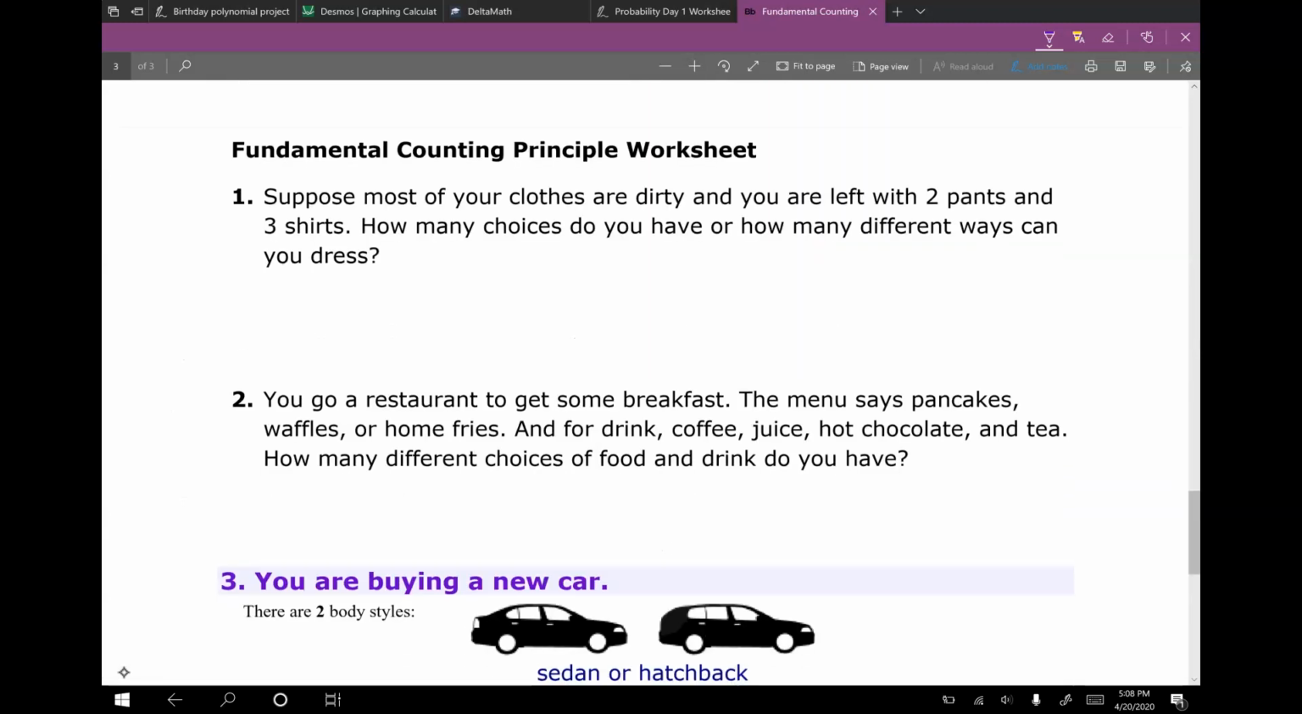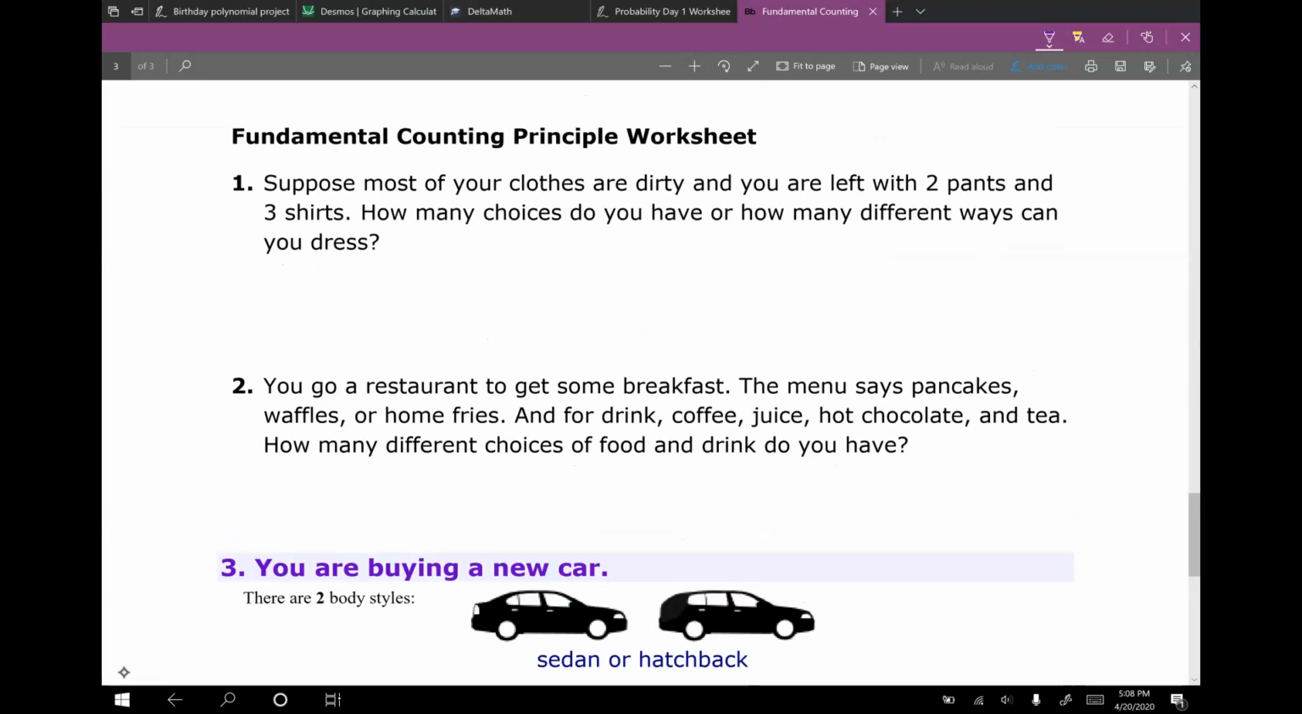So, how do you know it's a fundamental counting principle? Again, groups cannot repeat. You can do can repeating too. You can do both can and cannot repeating with fundamental counting principle.